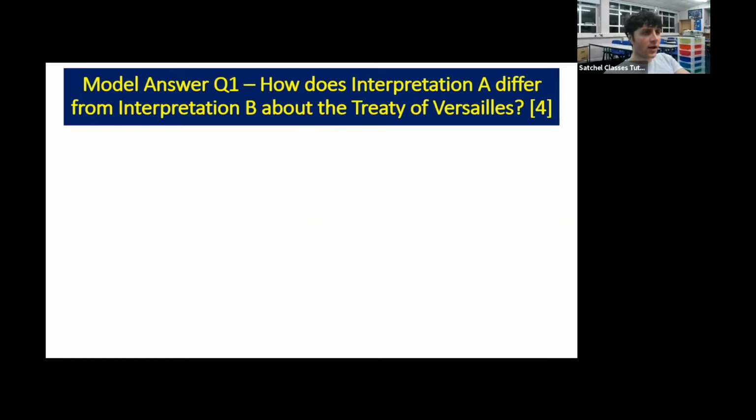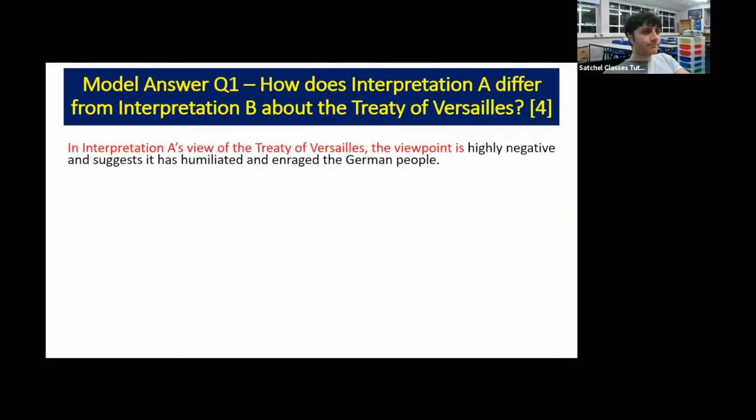Okay, good effort on that, guys. So here we are with a model answer for question 1 about those two interpretations and how they differ on the Treaty of Versailles. In interpretation A's view of the Treaty of Versailles, the viewpoint is highly negative and suggests it has humiliated and enraged the German people. So Hitler is even more negative than Rantzau in the previous set of interpretations. Extremely, extremely negative about the Treaty of Versailles.